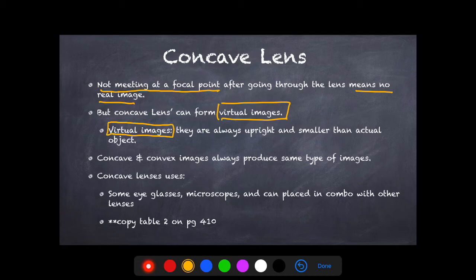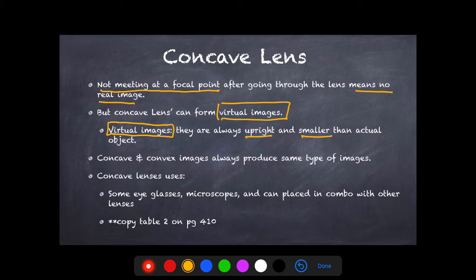And virtual images, so let's describe virtual images. They're always going to be upright. They're going to be smaller than the actual object. Okay, so concave and convex lenses, they're always going to produce the same type of images, all right? So the concave lens is going to be used in some eyeglasses.